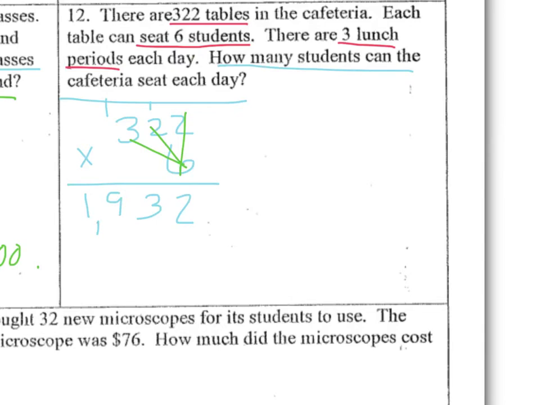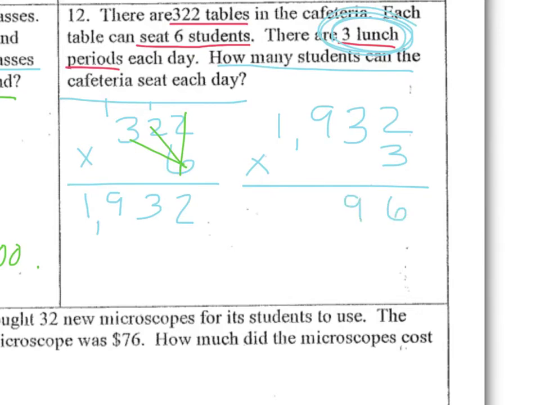So the cafeteria can seat 1,932 people in each lunch period. But remember, there's 3 lunch periods. So we still need to multiply that by 3. So 1,932 times 3. So you can go ahead and multiply that. And you come up with 5,796.